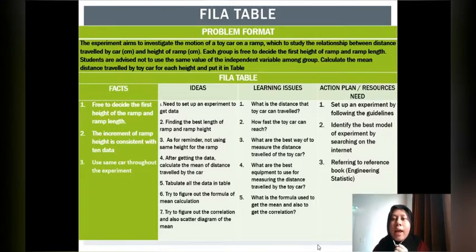For action plan or resources needed. First, set up an experiment by following the guidelines. Second, identify the best model of experiment by searching on the internet. Third, refer to the reference book, which is Engineering Statistics. Okay, that's all from me. Thank you.